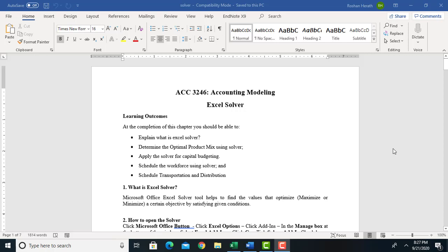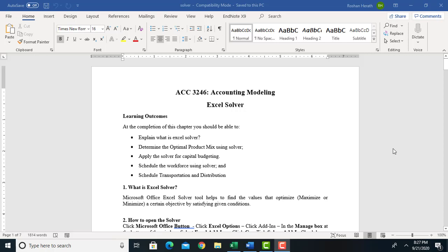We'll see what the learning outcomes of this chapter are. At the completion of this chapter, you should be able to explain what Excel Solver is. And also, we are going to discuss several applications of this Excel Solver.